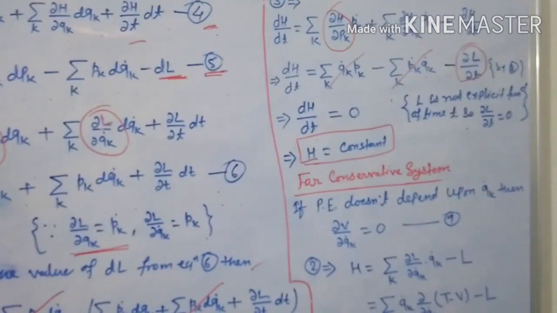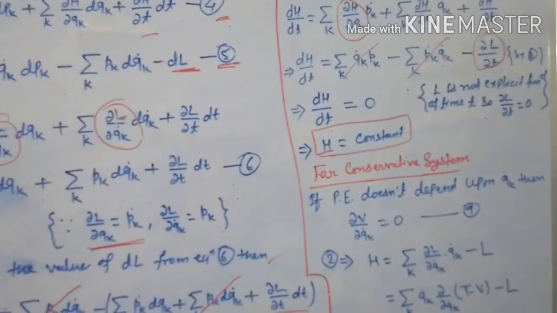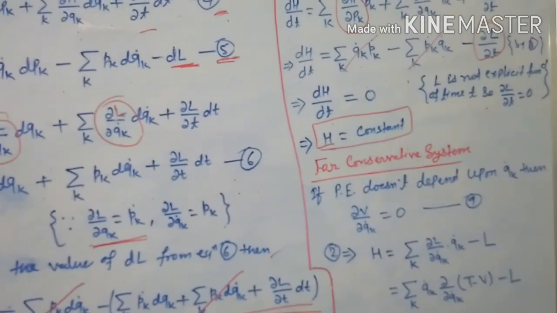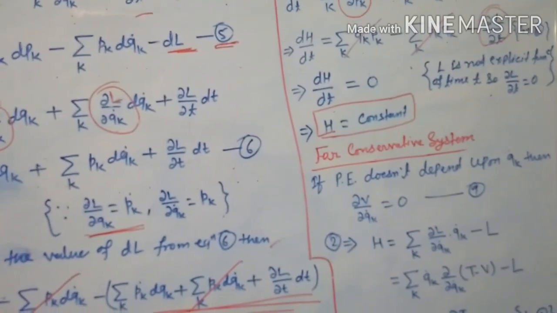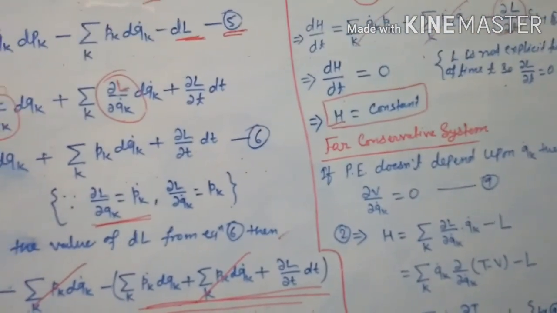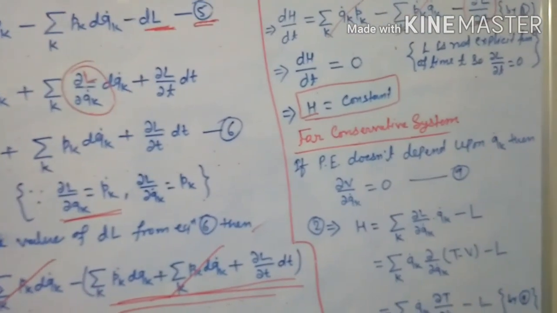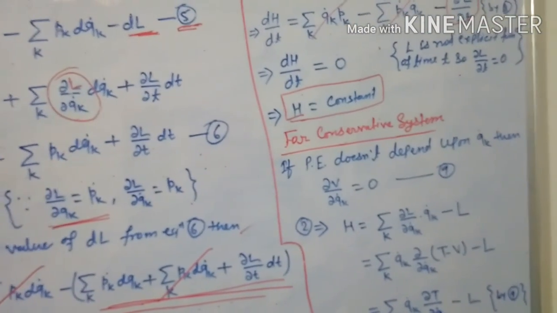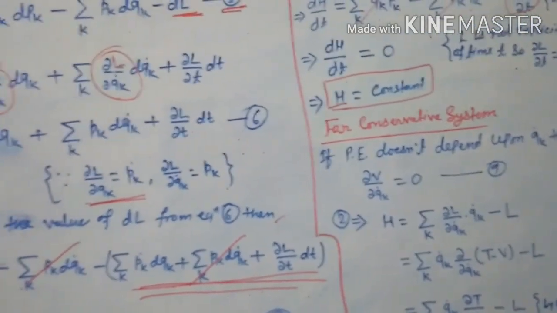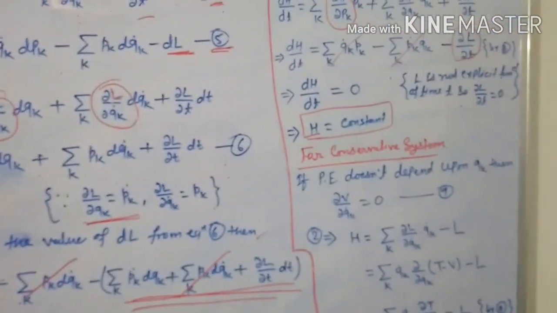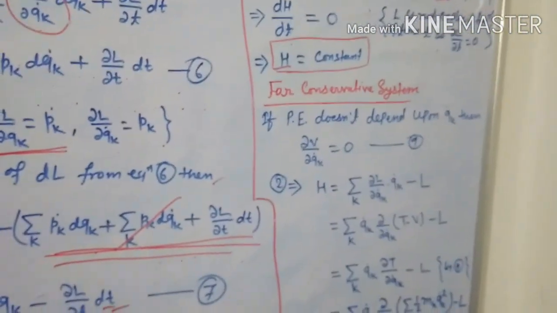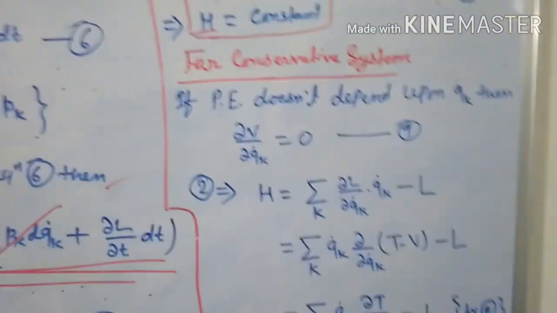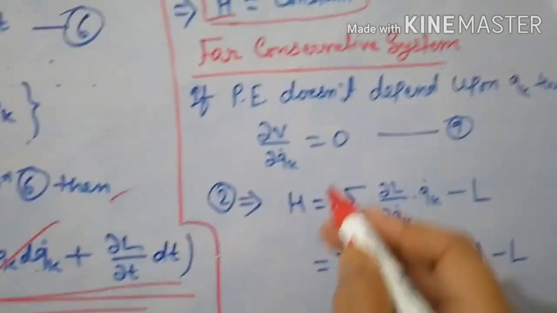That is, if the Lagrangian L is not an explicit function of time, then the Hamiltonian function H will be constant. Next, we discuss the Hamiltonian function for a conservative system. If potential energy does not depend upon qk dot, then ∂V/∂qk dot is equal to 0.